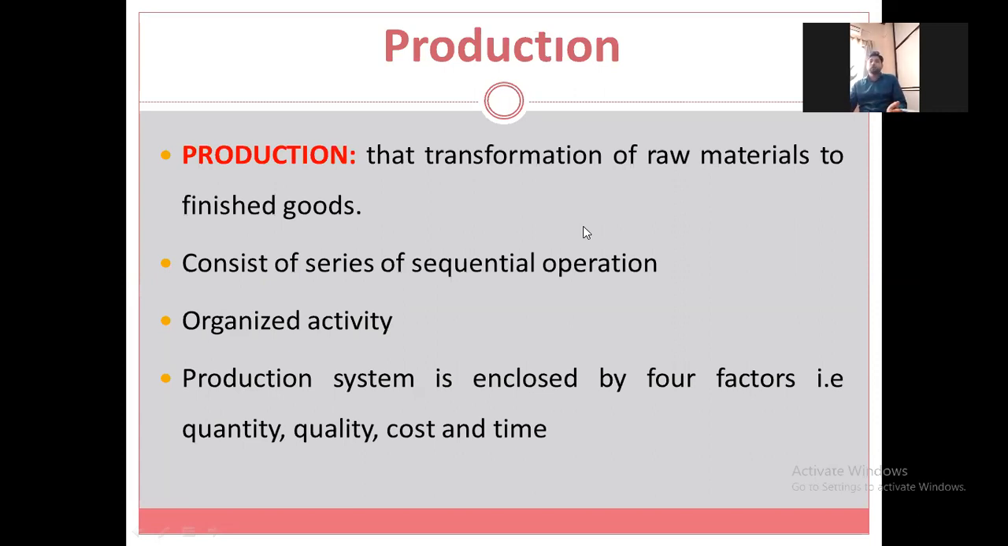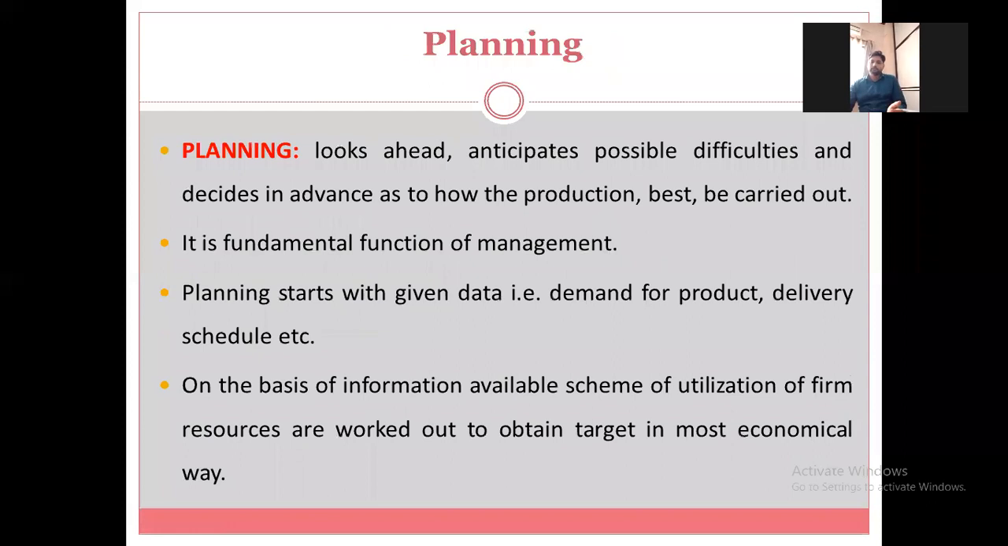Okay, so each and every production system is bound by these four factors: quantity, quality, cost, and time. These are the four important factors of a production system.